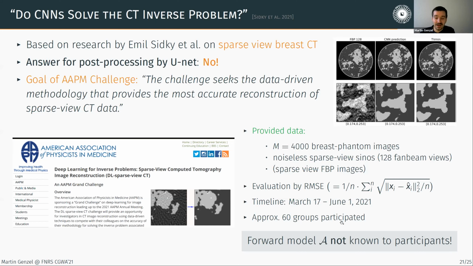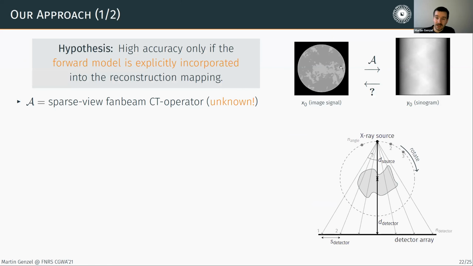Okay, so that's the setup, and what was really distinctive here, and also quite challenging, is that the forward model was not provided to the participants. It was known that it's a CT with a fan beam geometry. We'll see a picture on the next slide. But the exact configuration, the exact parameters, were completely unknown. What you only got were ground truth images and the measurements. So basically both directions, A and of course the reconstruction, were unknown.